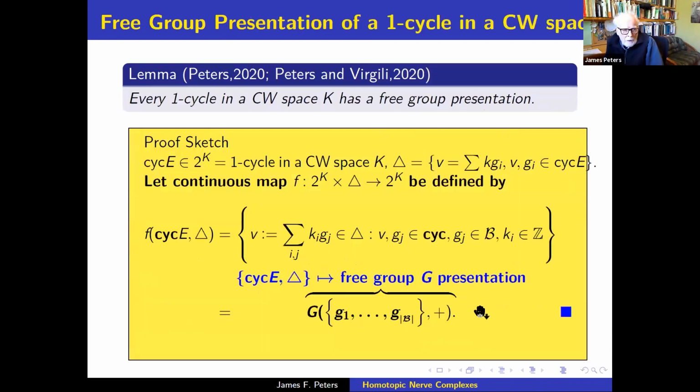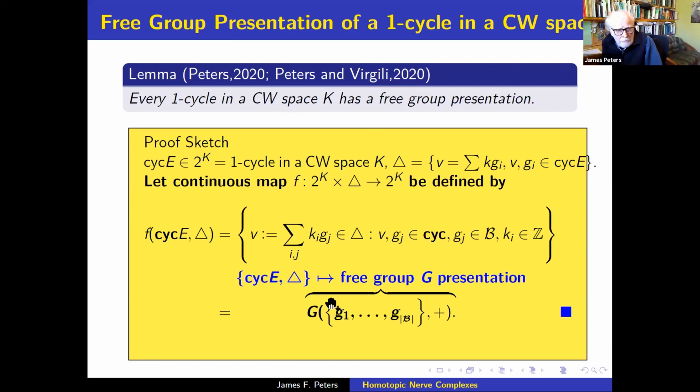Now, here's an example. This is just a lemma that was introduced by me in 2020 and by my co-author, Tane Vergili. And here we have: every one cycle in a CW space K has a free group presentation.